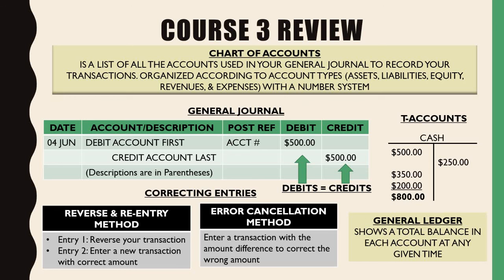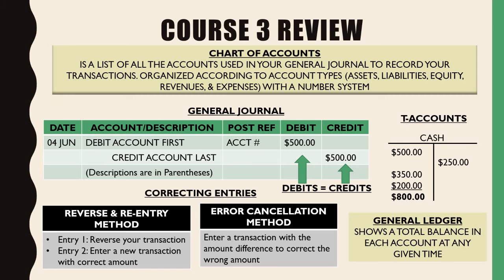Okay. So course review. Once again, we talked about what the chart of accounts does. It's a list of every single account that you need to use to organize your business transactions: your assets, liabilities, equity, revenue and income accounts, and expense accounts, right? We talked about how to properly journalize a transaction, right? You need to follow the rules of thumb, meaning putting the date first, putting your debit accounts first, and then your credit accounts last.